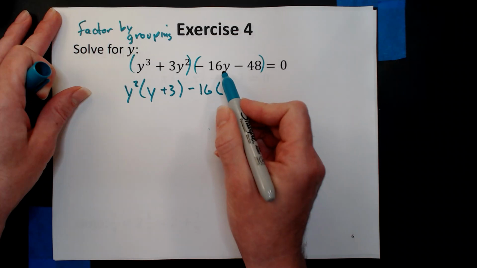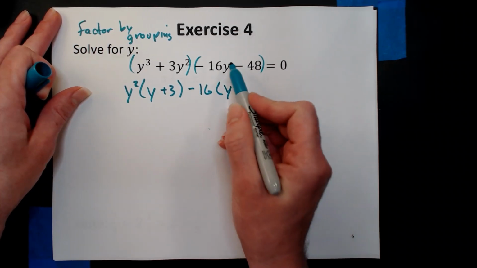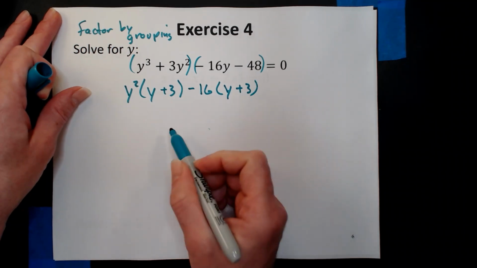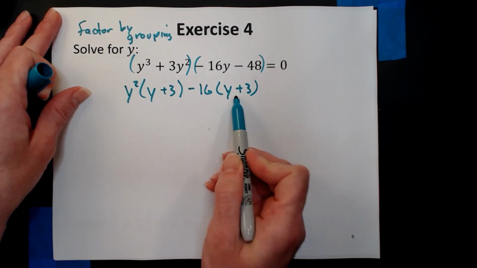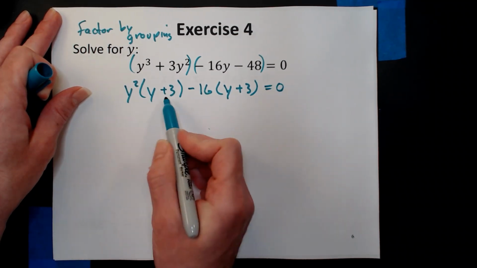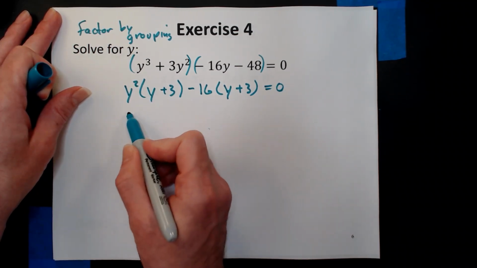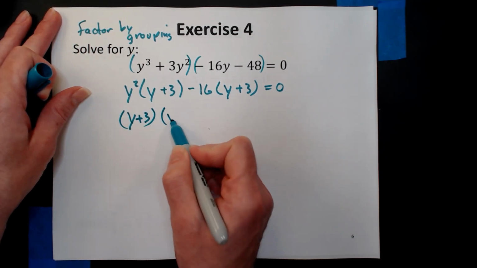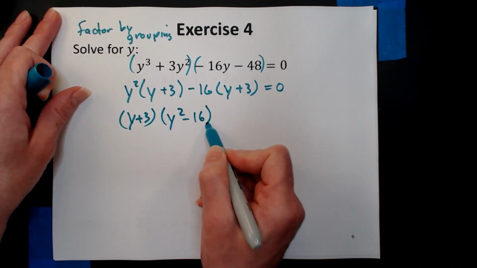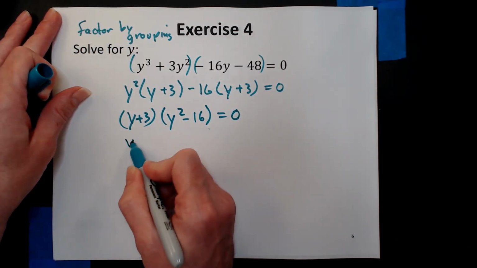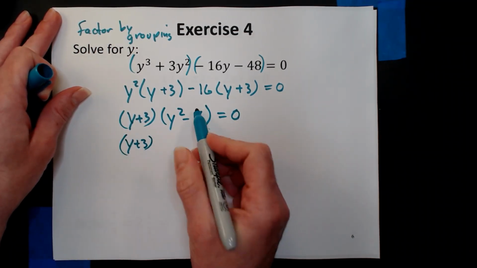Why do I want to do that? Because when I factor that out, I'm going to get y plus 3. -16 goes into -48 3 times. And the reason why I wanted the negative out is so these terms will be exactly the same. I'm going to continue. I'm going to factor the y plus 3 outside. And then I'm going to have y squared minus 16 equals 0. So that means I'm going to get y plus 3, and this is y squared.